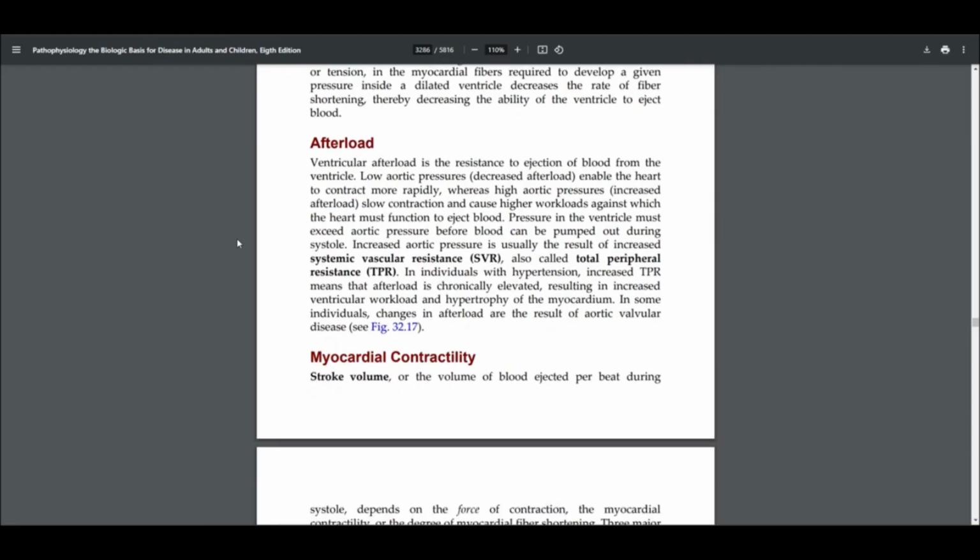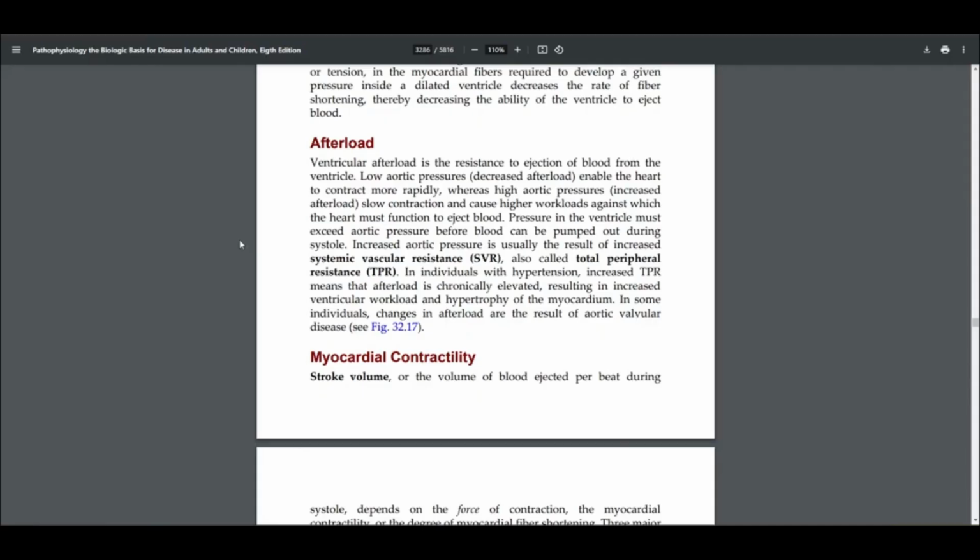That leaves us with afterload. Ventricular afterload is the resistance to ejection of blood from the ventricle. Low aortic pressures, or decreased afterload, enable the heart to contract more rapidly, whereas high aortic pressure, or increased afterload, slows contraction and causes higher workloads against which the heart must function to eject blood. Pressure in the ventricle must exceed aortic pressure before blood can be pumped out during systole.